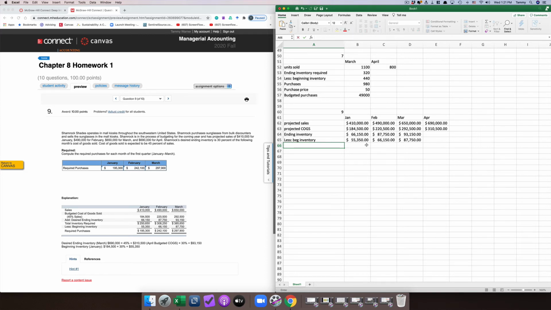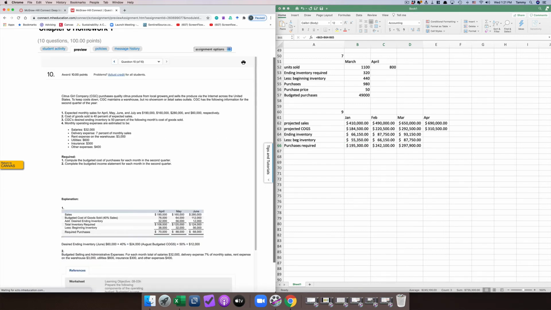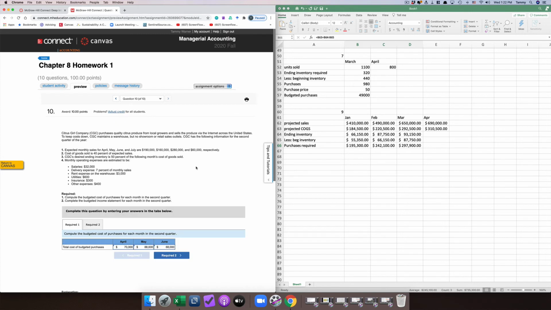So then now our purchases required is going to be our cost of goods. So that's the value of everything that we are going to be selling, plus the inventory we have to have left at the end, minus what we started with, 195.3. And there it is. So there's that one. That was question 9. All right, and then question 10, we do the same thing.